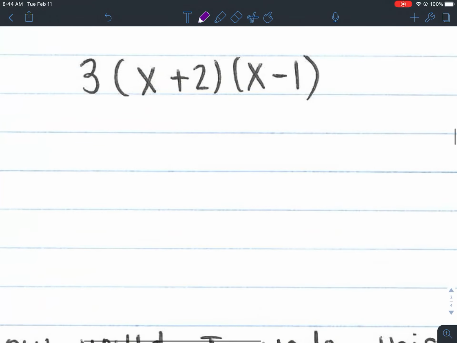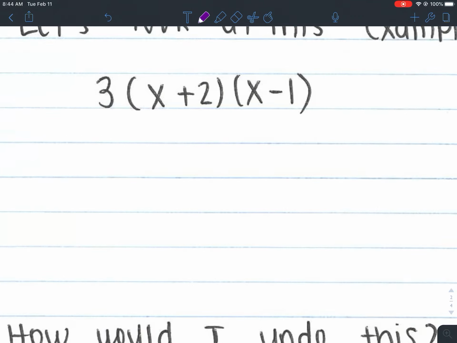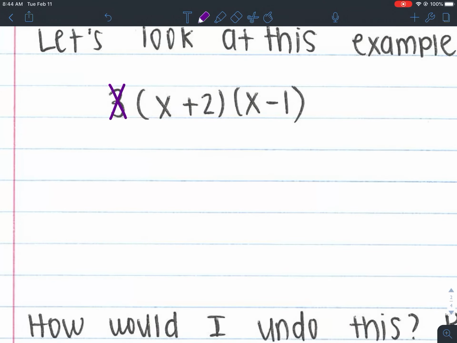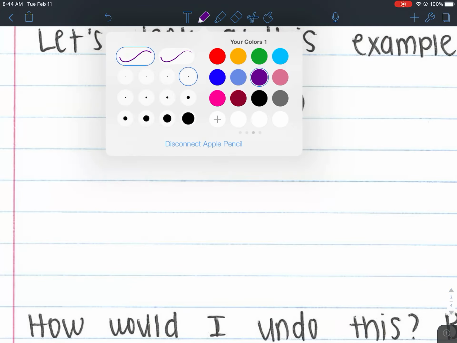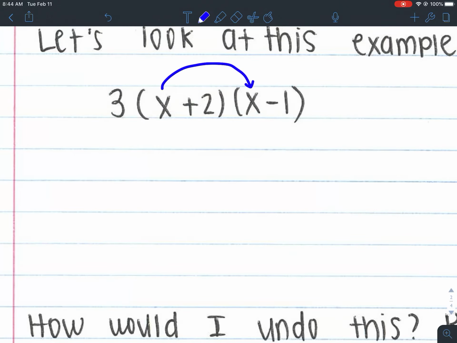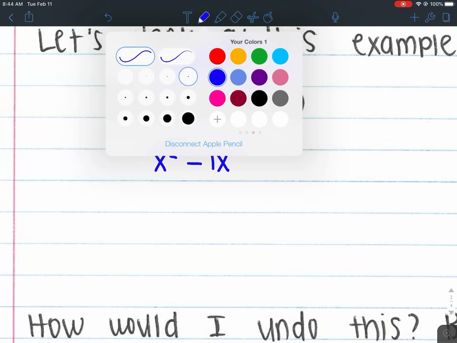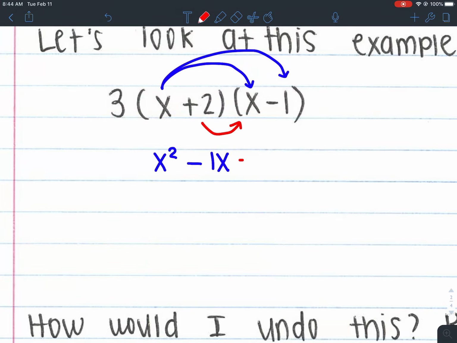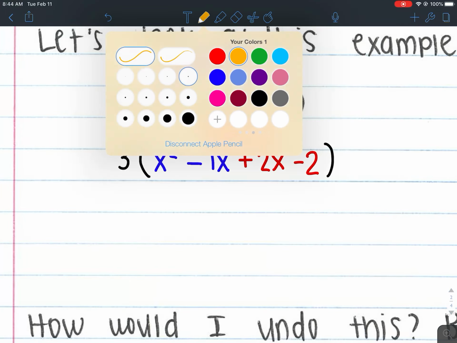So I taught you something in the last set of notes called double distribution. So for now, let's just go ahead and leave this 3 off for a second, and let's just double distribute our parentheses. So we have x times x, which is x squared, and then x times negative 1, which is negative 1x, 2 times x, which is positive 2x, and 2 times negative 1, which is negative 2. Now, I haven't done anything with that 3 yet, so I'm going to leave it out there.